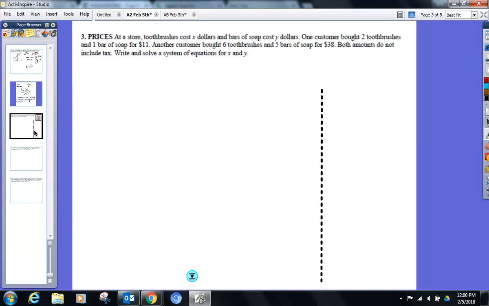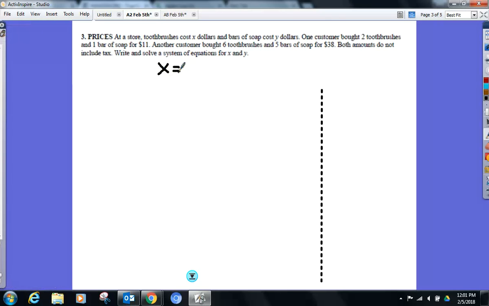Write and solve a system of equations for X and Y. All right, well, I do need these. I am going to require these, as painful as they are. Write the let statement so I know what your variables represent. So X is the cost of a toothbrush. Y, cost of soap.